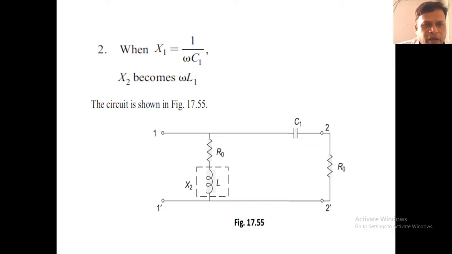Coming to the second point, when x1 is equal to 1 by omega C1, x2 becomes omega L1. So, in the circuit, instead of L, we are writing x2 here, and in terms of x1, x1 is equal to 1 by omega C1. So, this circuit is representing omega L, and x1 is equal to 1 by omega C1, and R0 is R0.